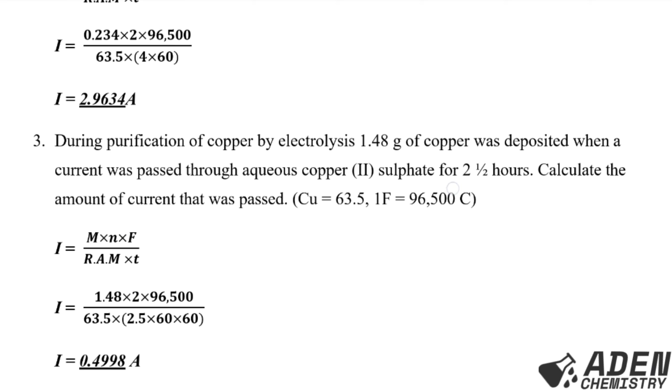Copper 2 sulfate contains copper 2 ions, so that means the value of the charge is 2. So we put there 2 multiplied by F. That's Faraday, which is given as 96,500 coulombs, divided by Rm. The Rm of copper given here is 63.5 multiplied by time. The time given is 2.5 hours, so that's 2.5 multiplied by 60 to convert it to minutes, then multiplied by another 60 to convert to seconds. When we put all this in the calculator, what we are going to get is 0.4998 amperes as our current.